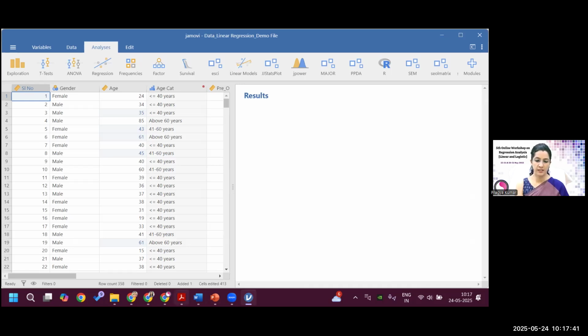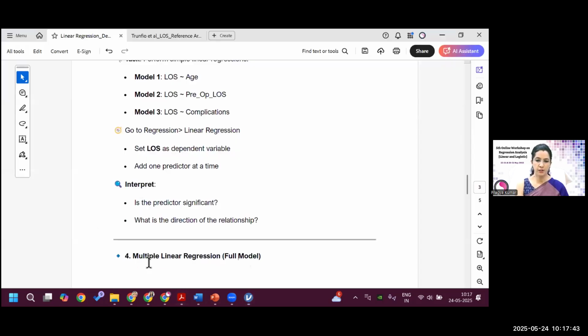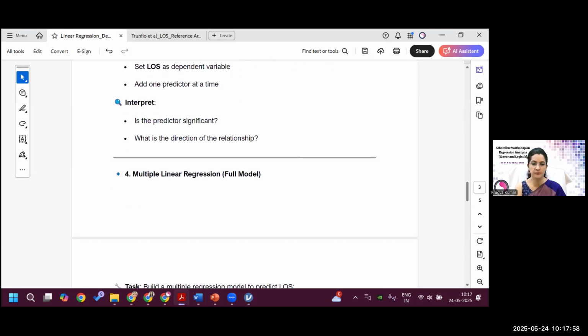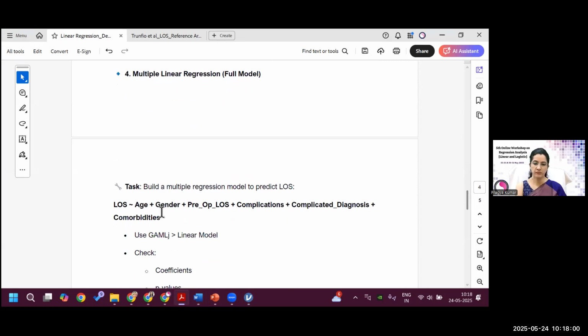If I see the question, we were predicting the length of stay. In model 1, we have to see the age. Then in model 2, age and preoperative LOS. Okay, this was the simple linear. Let me go to the multiple: age, gender, preoperative length of stay, complications, complicated diagnosis, and comorbidities.